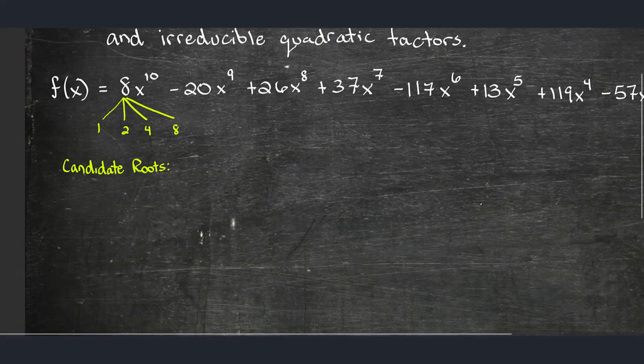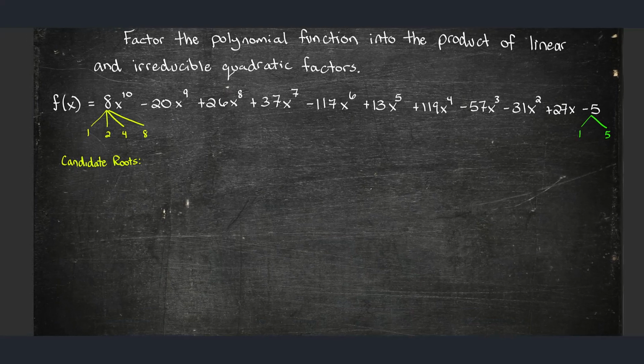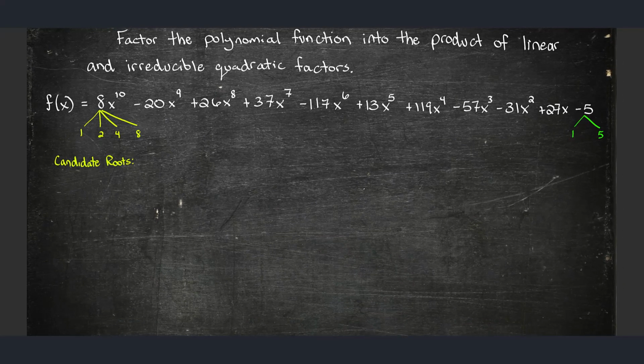The candidate roots are all going to be plus or minus as well. That's another thing you have to be careful of. It's going to be plus or minus. We'll start with 1 over 1, 2, 4, and 8.